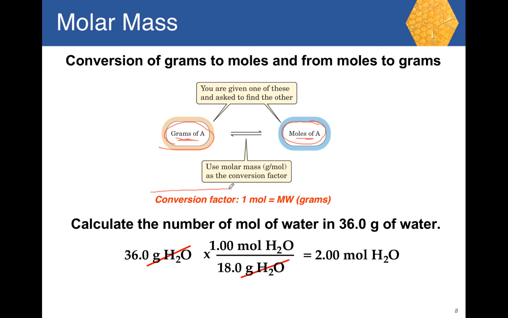Here's the conversion factor. The conversion factor is 1 mole of anything is equal to the molecular mass in grams. As we said from the previous slide, 1 mole of urea is equal to its molecular mass in grams. 1 mole of glucose is equal to its molecular weight in grams. So let's see if we can apply that here.